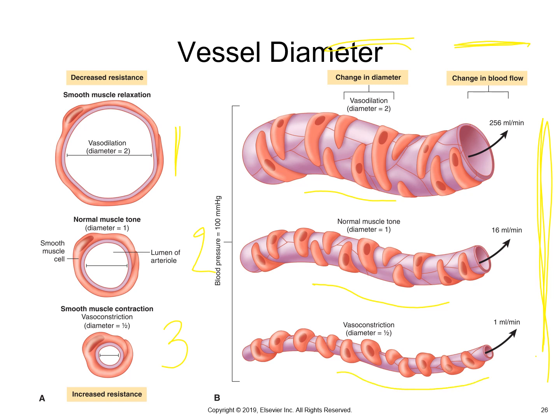So vasodilation is when the vessel is the widest. So blood is flowing the fastest, and right here it's saying 256 milliliters per minute. In terms of normal muscle tone, blood is flowing at 16 milliliters per minute. And then in terms of vasoconstriction, which is when the vessel is the narrowest, blood is only flowing at 1 milliliter per minute. So that's the slowest rate.